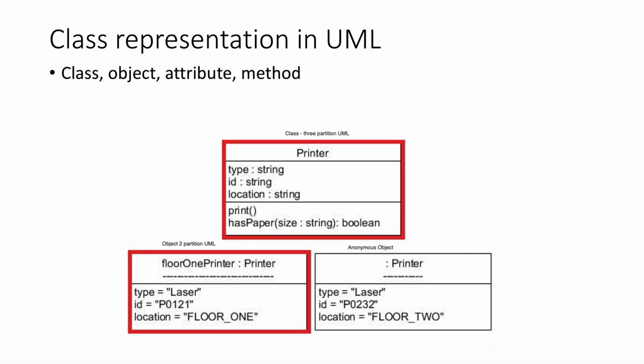Now even this set of specific values of all the attributes at a given moment for any object is also called the state of that object. For example, this floor 1 printer as an object is at a state where type is laser, ID is this and location is this, whereas another object of the same class called a printer object is at a different state. State means a combination of attribute values. This gives us a new understanding about the state of an object.